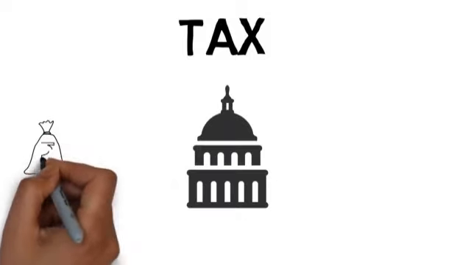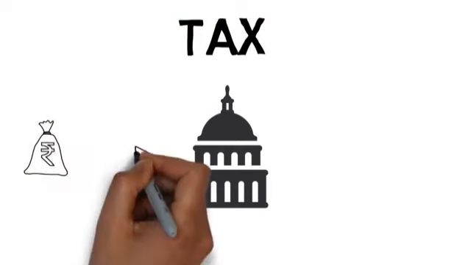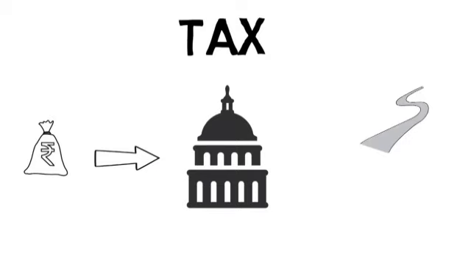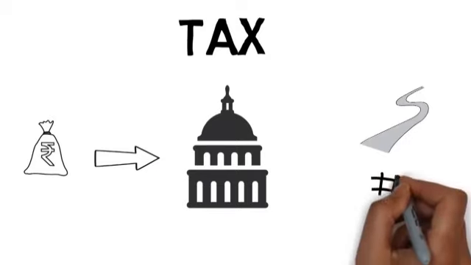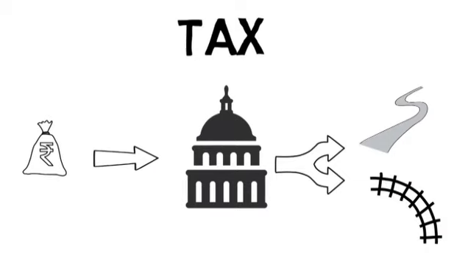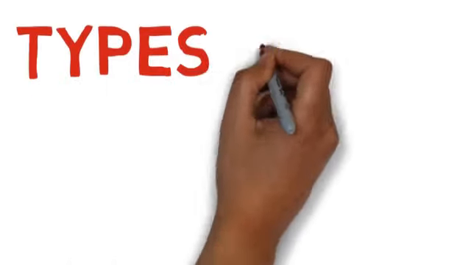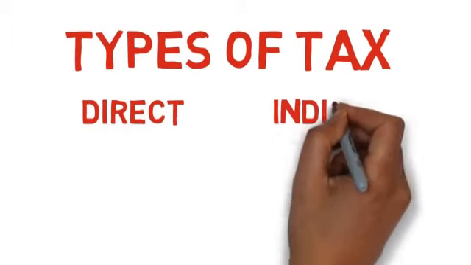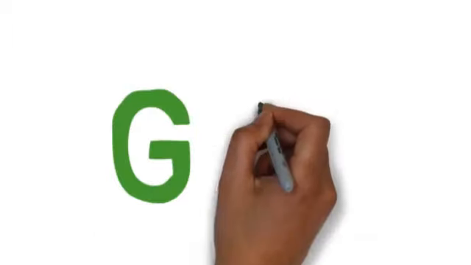It is imposed on your income, business profit, cost of goods and services and the transactions, so that the government can use this money in public interest and to pay off the national debts. There are actually two types of taxes. One is direct tax and other is indirect.